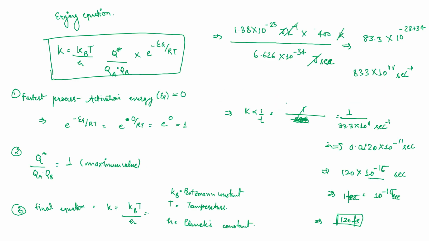And when for the temperature T equals 400 Kelvin we are asked to calculate, the answer comes to be k equals 83.3 into 10 to the power 11 second inverse. Since they have asked us to calculate the time constant, we just took its reciprocal, and it turned out that the answer is 120 into 10 to the power minus 15 seconds. When you convert the same to a lower unit, that is femtoseconds, it comes to be 120 femtoseconds.